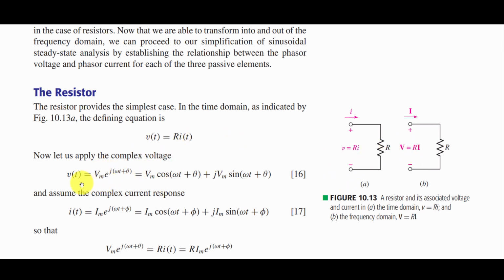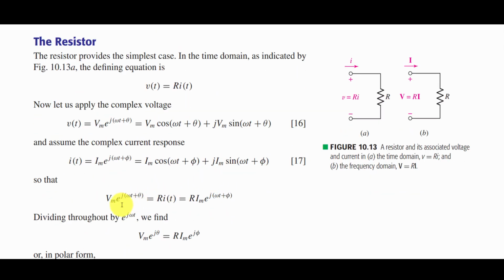I mean, the derivation is given in your book that v(t) can be written as the real part as well as the imaginary part. We just represent this v(t) as a complex form, and this is the complex representation of the source voltage, and the current can be written as a complex form. So the real part produces the real part of the response, the imaginary part produces the imaginary part of the response. So we can write Vm e to the power j(omega t plus theta) equals R i(t), and same thing.